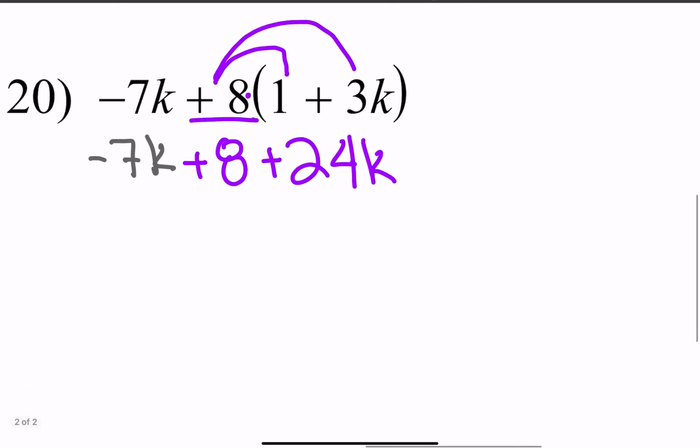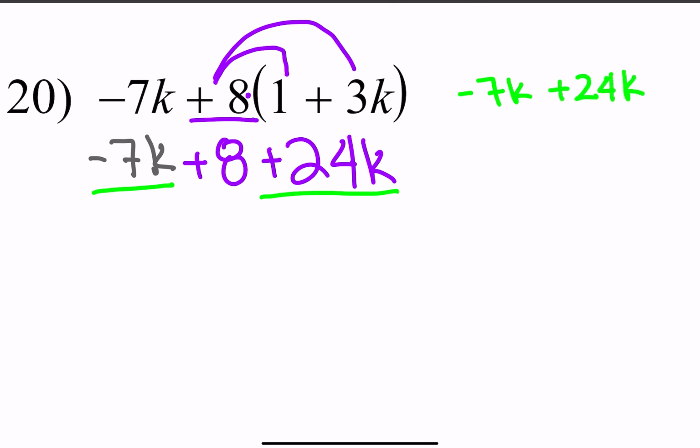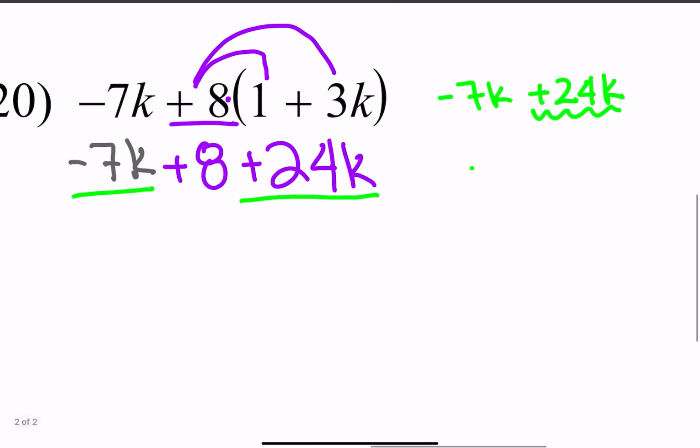Like terms here, our like terms are -7k and 24k. So we got to be careful. So we got -7k plus 24k. So we're adding two numbers that have different signs. So we got to choose the bigger number's sign. Well, the bigger number's sign is positive, because 24 is bigger than 7. So our final answer is going to be positive.